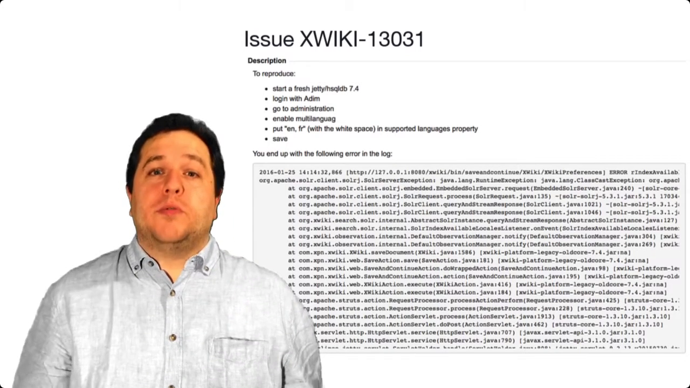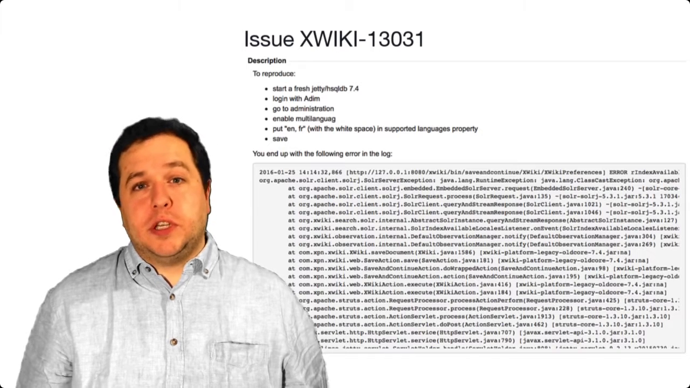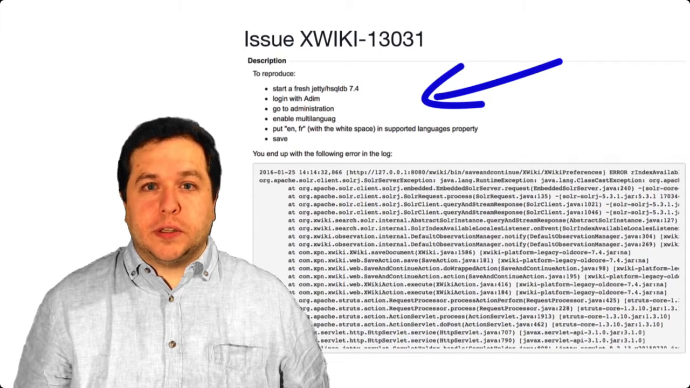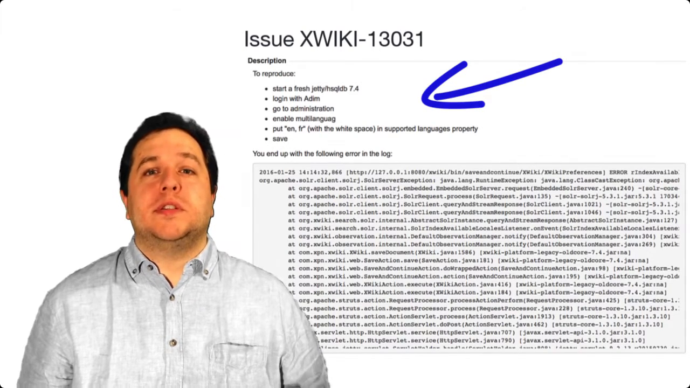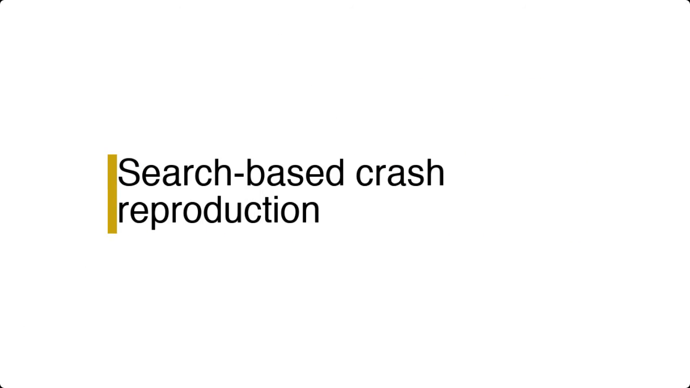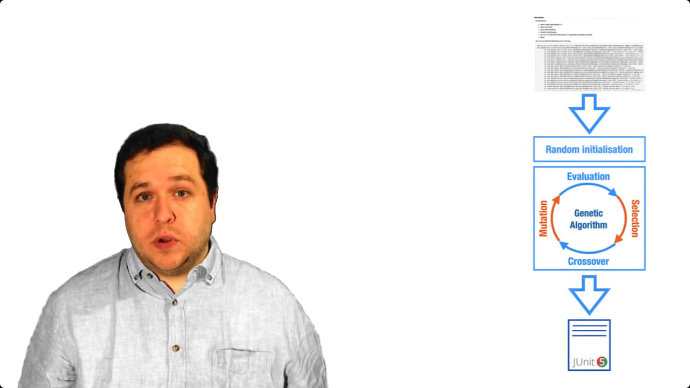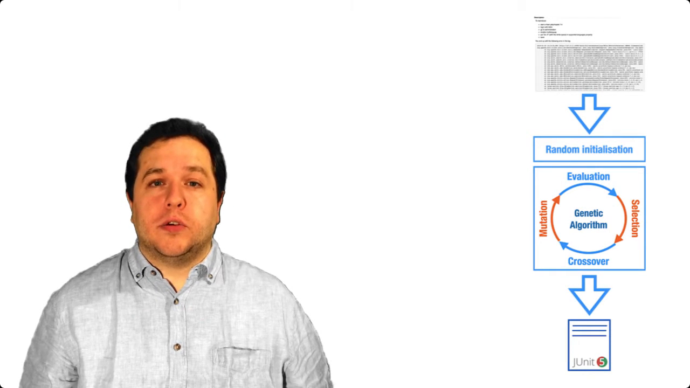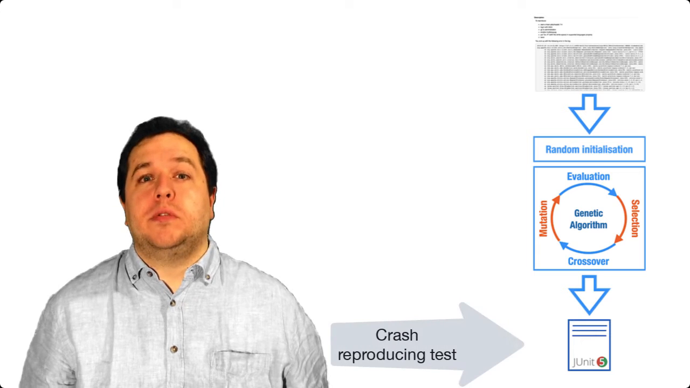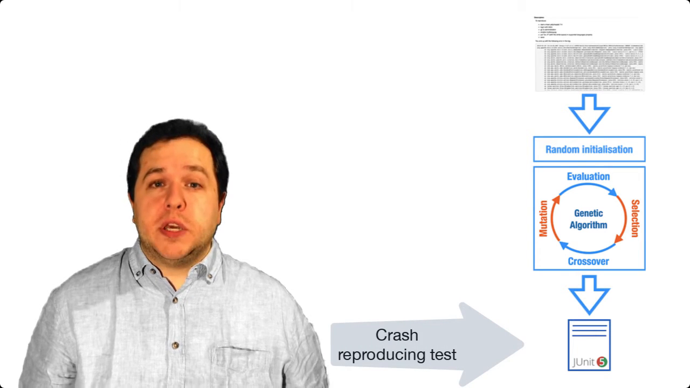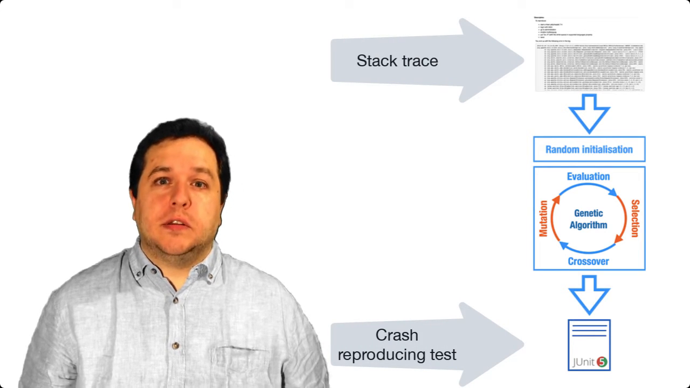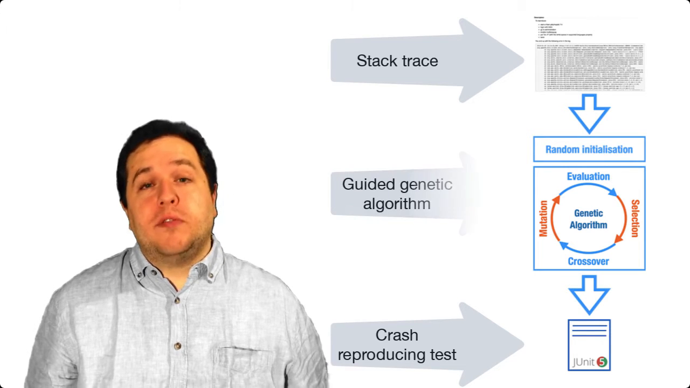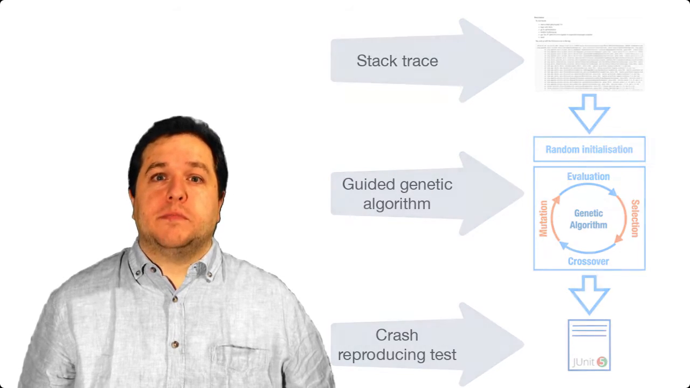The error report can help, especially if the user also reported the steps that led to the crash, but this is usually not the case. So search-based crash reproduction aims to help developers by generating a test case able to reproduce a crash based on the stack trace provided in an error report. And for that, we use genetic algorithms.